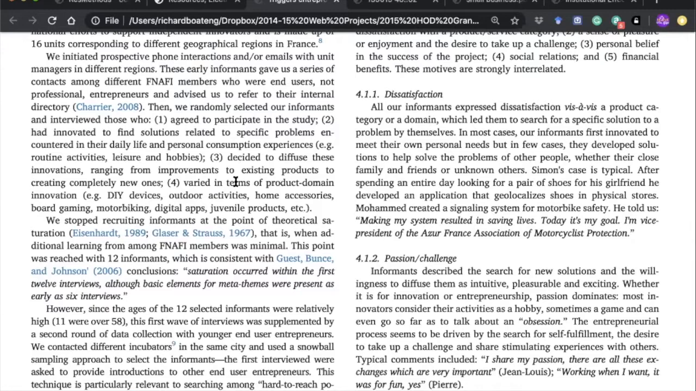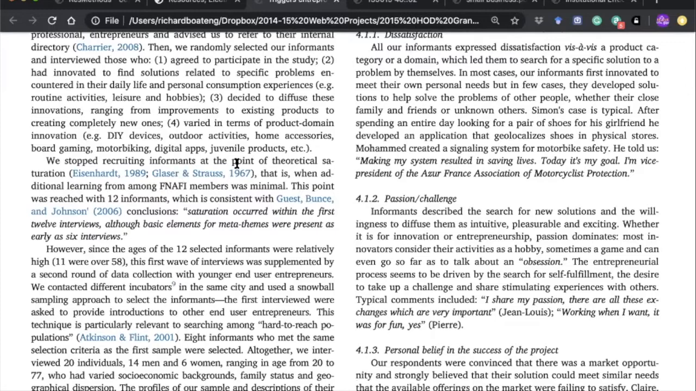We stopped recruiting. Now, listen very carefully. We stopped recruiting informants at the point of theoretical saturation. This is a very important point in all qualitative research. You have to get to a point where you stop collecting data when you reach theoretical saturation. That is when additional learning from the respondents was minimal.